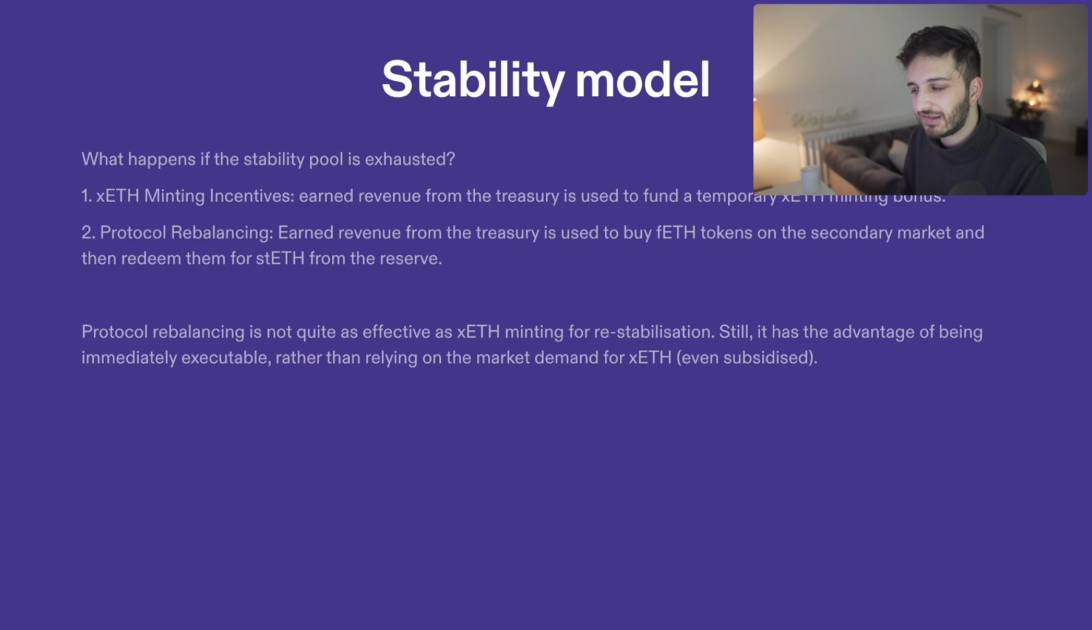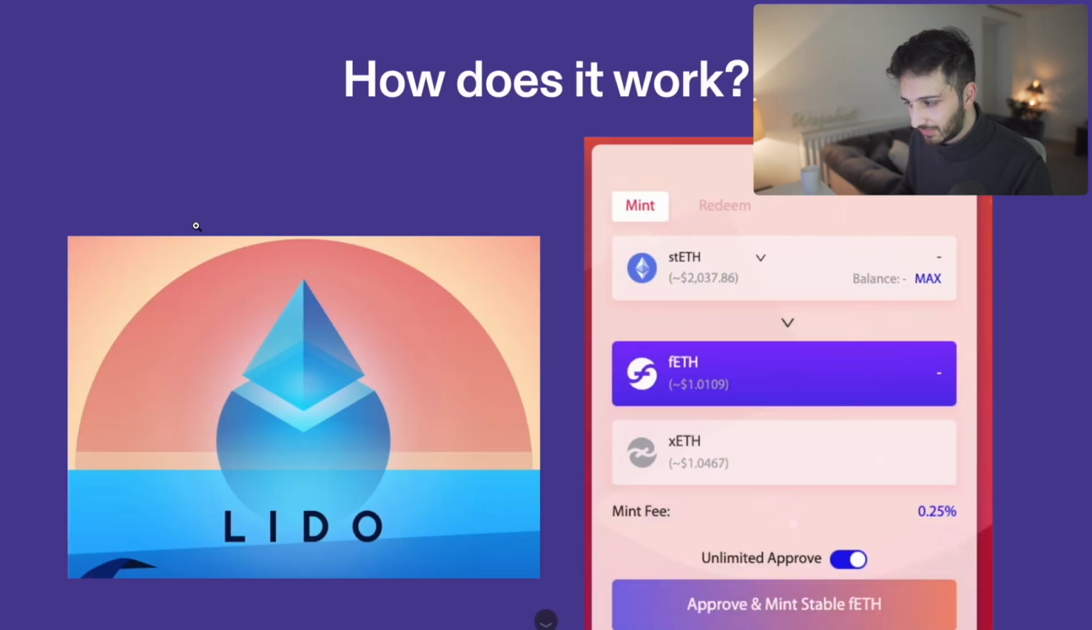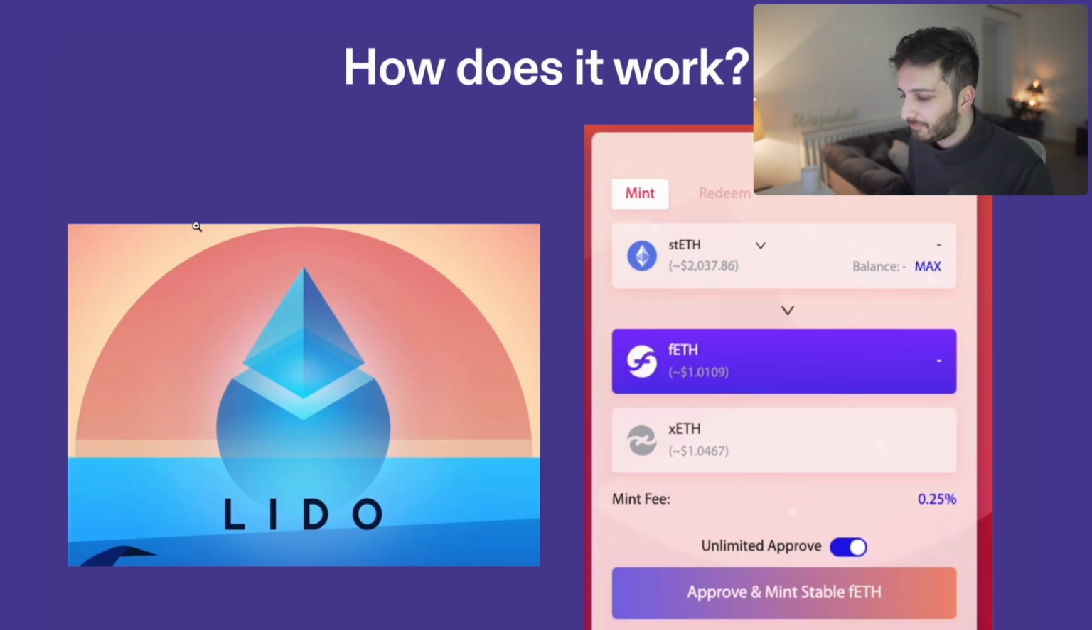And the protocol rebalancing is not quite as effective as minting XETH, but it has the advantage of the fact that it's immediately executable, and you don't really have to rely on market demand for XETH as well. So these are the ways that the protocol has to kind of keep things in check and balanced out. I think it's a good thing if more people mint XETH anyway. That basically helps to bring the leverage down a little bit.